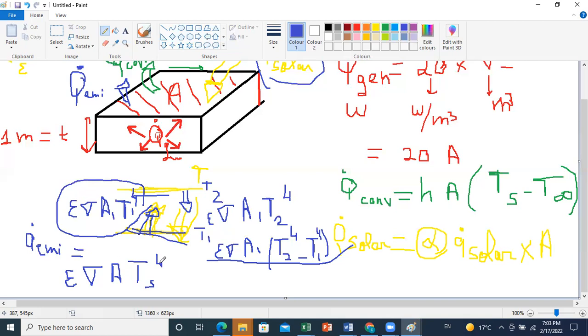Now once we are done with this step, we are ready to move to the final step. They told us that we are in the case of a steady application. Whenever you are in a steady application, this means that you don't have storage of energy in your system. So the summation of fluxes getting in is equal to the summation of fluxes that you are losing.